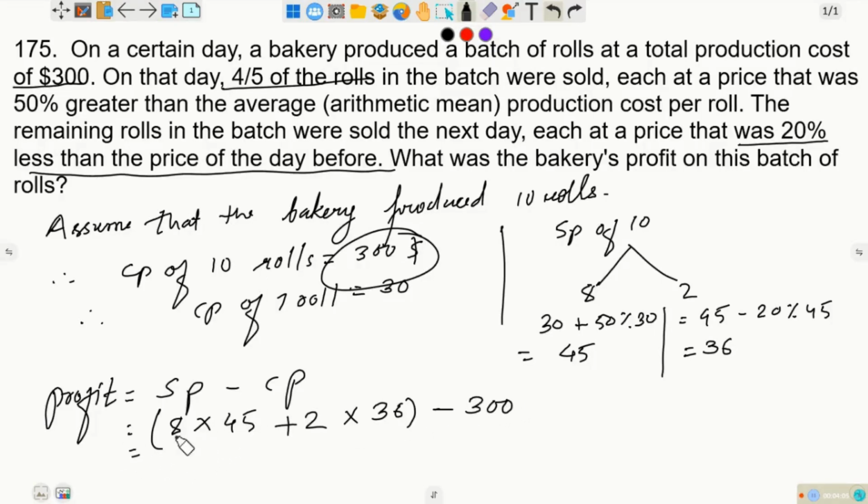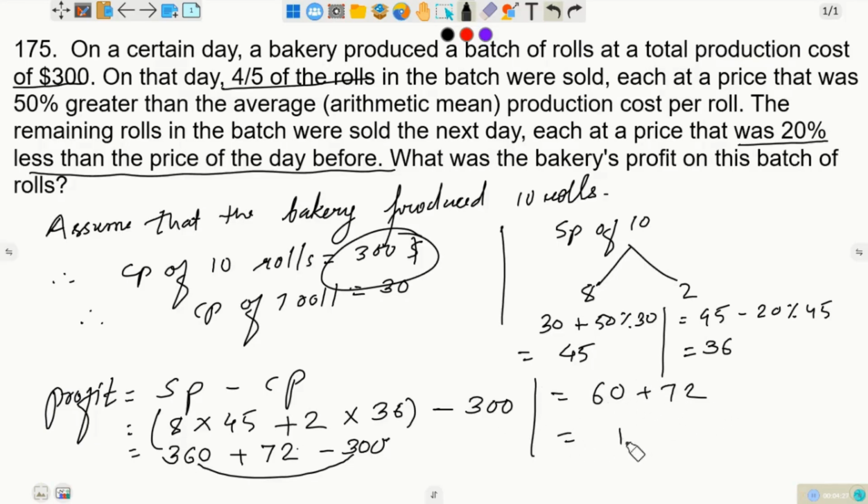That gives us 45 times 8. 45 times 2 is 90, so times 4, that's going to give you 360, plus 2 times 36 is 72, minus 300. Subtract these two first. That gives 60, and plus 72 as it is. So overall our answer becomes $132. That means the bakery made a profit of $132.